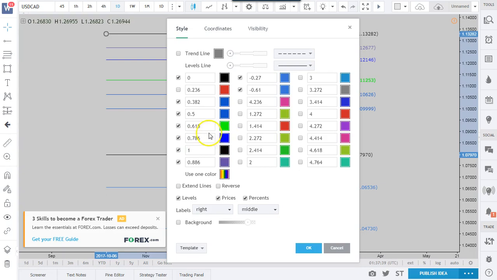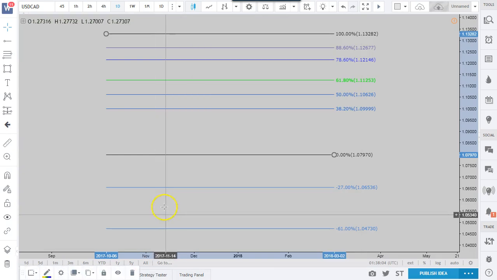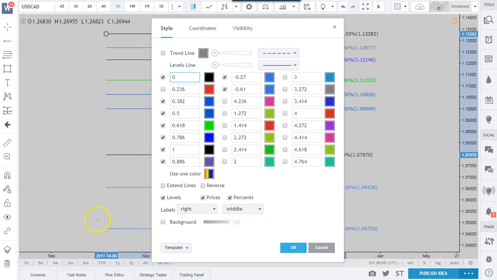0.786 is considered, in most cases, as the last hidden support and resistance. So if price should breach this 0.786 level, then we should consider the trend as changed. That means the trend is no more valid. That means we don't expect a retracement again, or we don't expect price to continue in its actual trend. I'm going to show you all this on the chart.